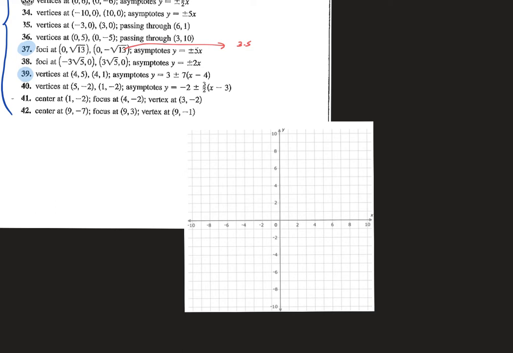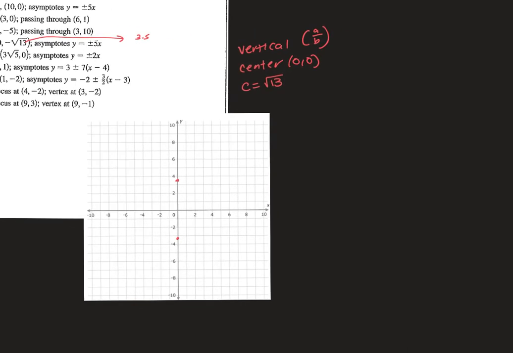So if it's 0, root 13, that means I'm moving up and down. So right there, I know it's vertical. I know its center is at 0, 0. If it's vertical, my asymptotes are the A over B, okay? I know the center is at 0, 0, and I know C is square root 13 because you moved square root 13 in both directions. Then it gives me the asymptote is plus and minus 5x.